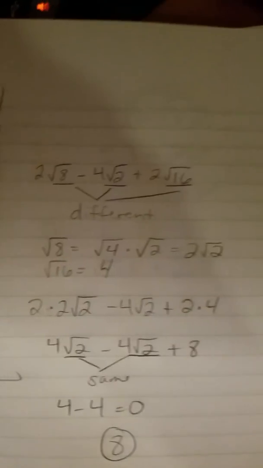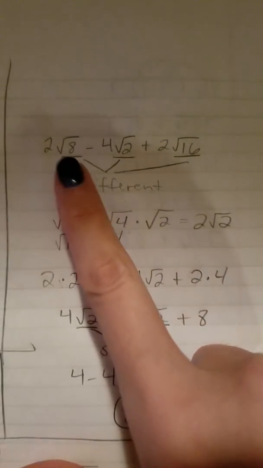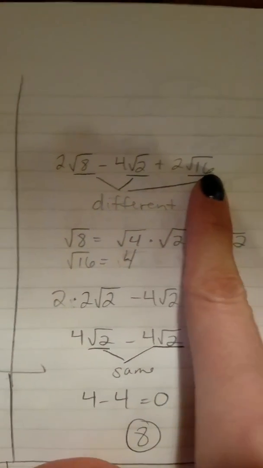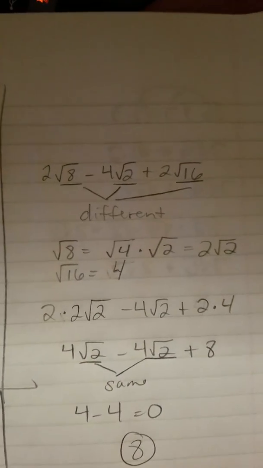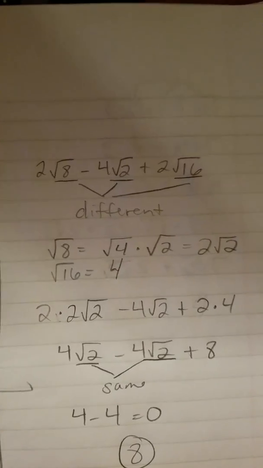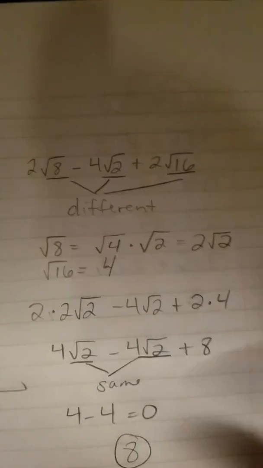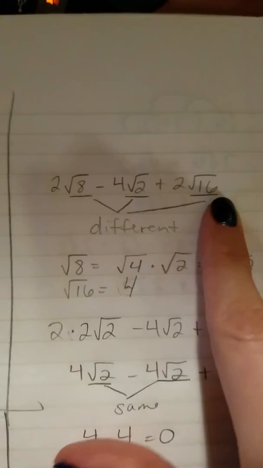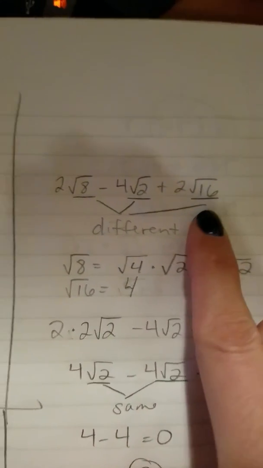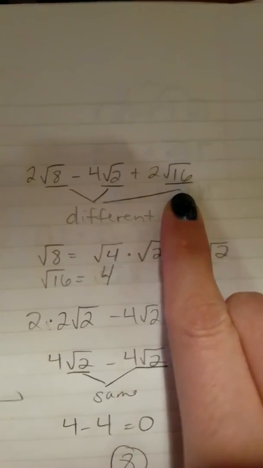Okay. If we go to the second example, if you notice, these are all different now. And that's where that simplifying of radicals is going to come into play that they talked about in this section. Because your goal is to make as many of these the same as you can so you can combine things. And sometimes you can't, and that's okay too.